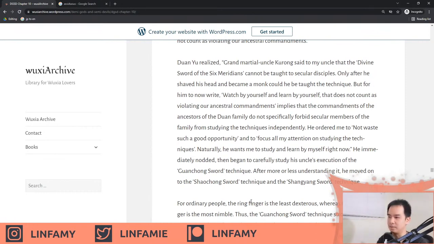He immediately nodded, then began to carefully study his uncle's execution of the Guanchong sword technique. After more or less understanding it, he moved on to the Shaochong sword technique and the Shanyang sword technique.